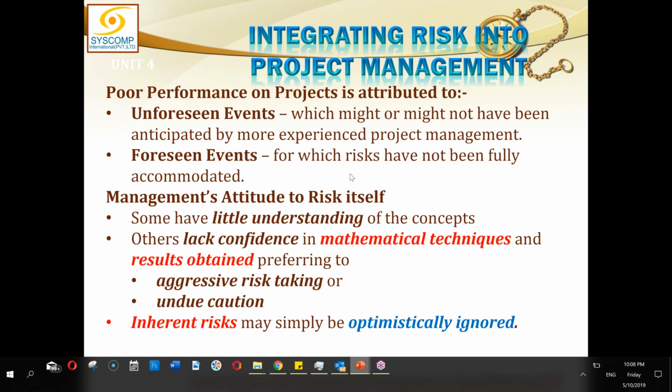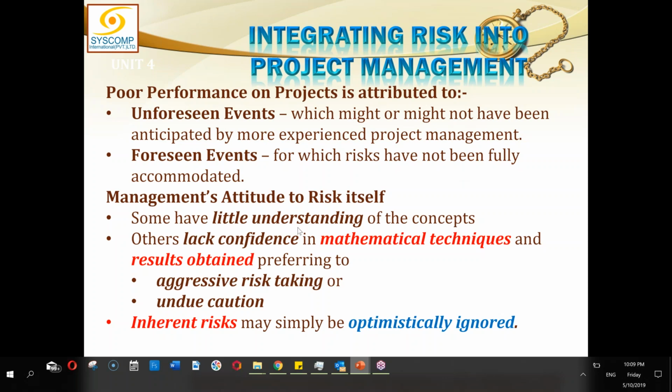Foreseen risks are those which we have already anticipated and listed down, but we have not fully understood them. I would like to call it a known unknown, meaning we are partially certain that this risk can occur.